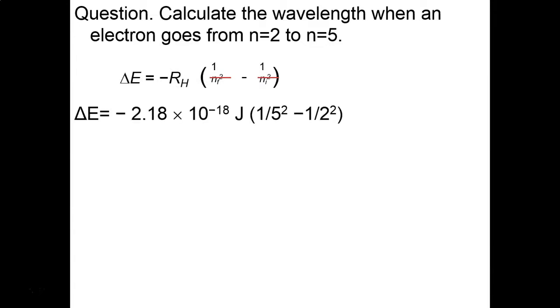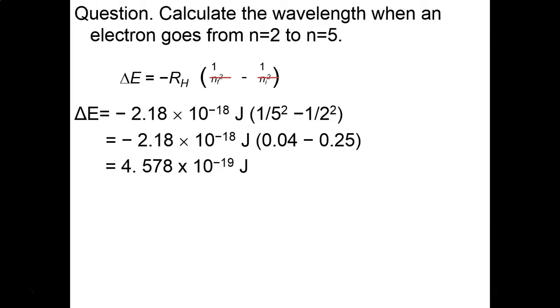We plug and chug. Notice nf was 5. That's why it's 1 over 5 squared. The 2 was your initial shell, your ni. So plug and chug. You get this. Notice 0.04 minus 0.25. You could tell it's going to give you a negative number from there, right? Negative times negative gives you a positive. So you're good to go.